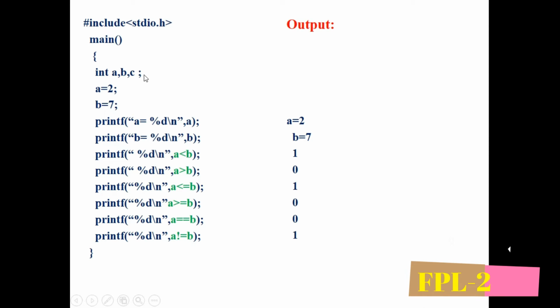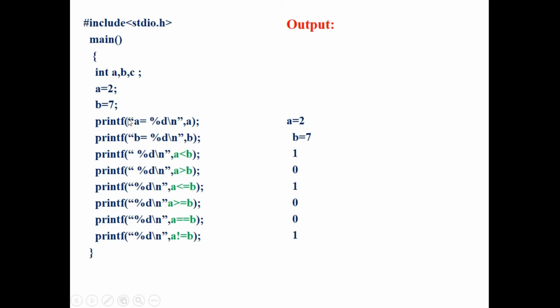Now here we are taking a, b, c as 3 variables of type integer, and we are inside the main function. We have set the value of a as 2, and the value of b as 7. So here we will check one by one. We print the value of a as 2, value of b as 7. Now in the printing, instead of a variable we are just writing the expression itself. So that is a is less than b. Whether 2 is less than 7, yes, it's true, so it will result in a 1 in the output. Whether a is greater than b, 2 is greater than 7, no, it is a false condition, so in that case it will give you output as 0.